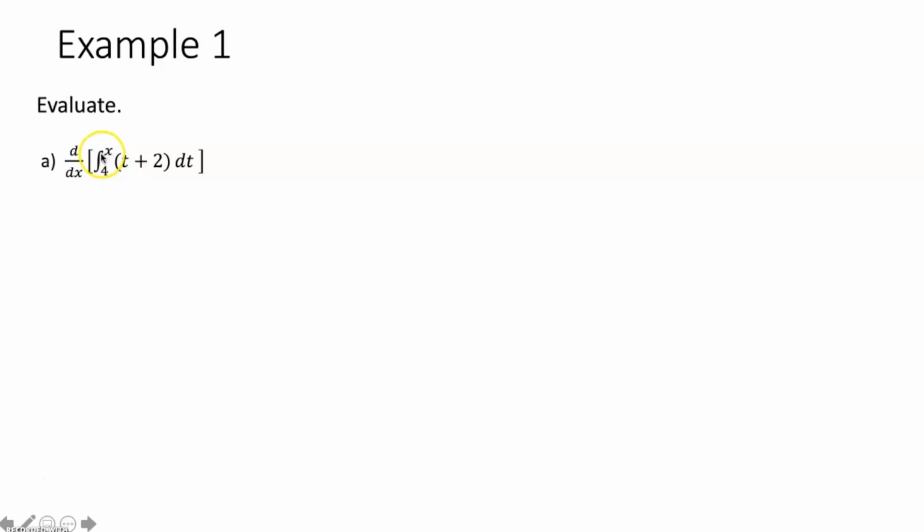Perfect. So all that's going to happen now, based on the second fundamental theorem of calculus, is that this is going to cancel out with this, and your x up here is going to drop in for your dummy variable. So you'll end up getting x plus 2. And that's it. Super easy.